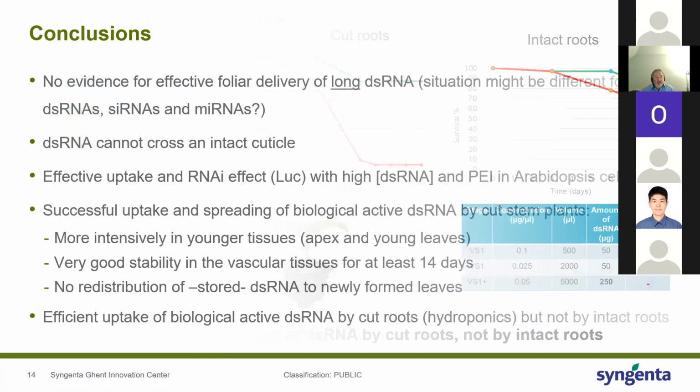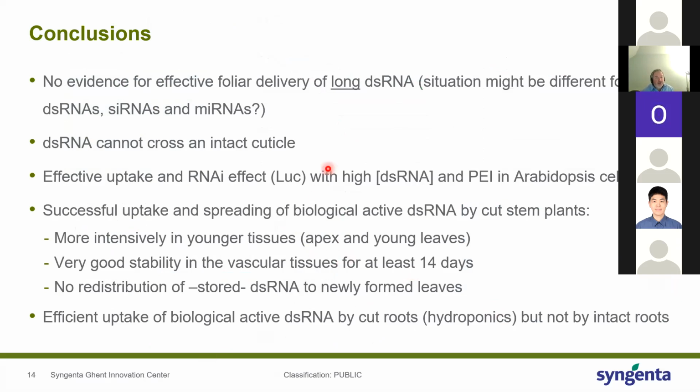And this brings me to the conclusion slide. As I said, we tried many approaches, but we found no evidence that there was effective foliar uptake of long double-stranded RNA in plants. And I want to stress that we used the regular long double-stranded RNA. We did not try modified RNAs or short RNAs, siRNAs or miRNAs. The situation might be different there.